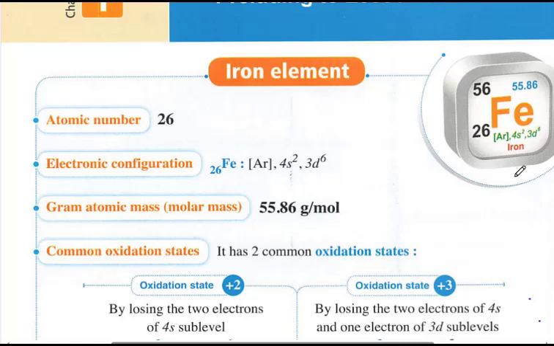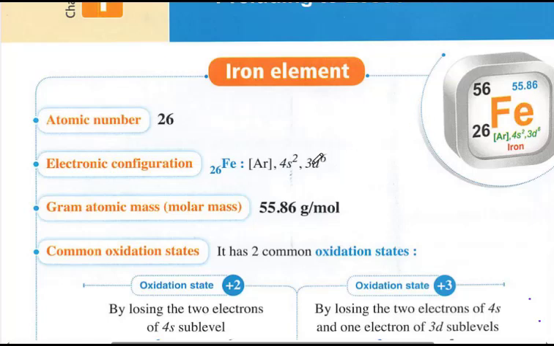Okay, at first we will see that iron has atomic number 26 and mass number 56, or 55.86. The 26 is the number of protons, and it equals the number of electrons in the neutral atom, and 56 or 55.86 is the number of neutrons plus the number of protons.